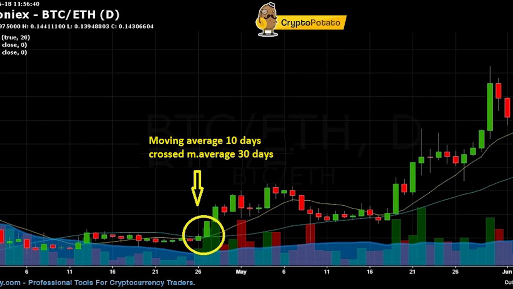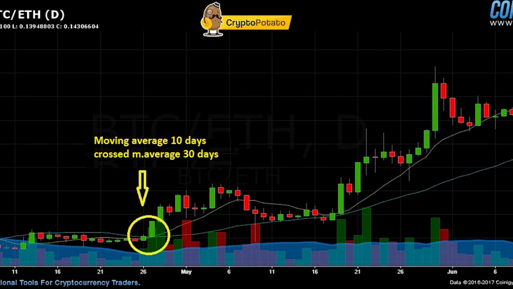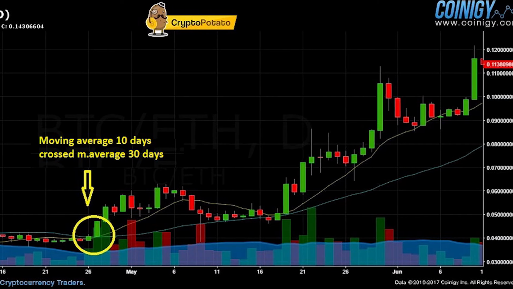Last but not least, moving averages. One final thing you can learn about when it comes to reading charts is the importance of moving averages. The MA helps smooth out price movements by filtering out the noise from random price fluctuations. It is a trend following or lagging indicator because it is based on past prices.